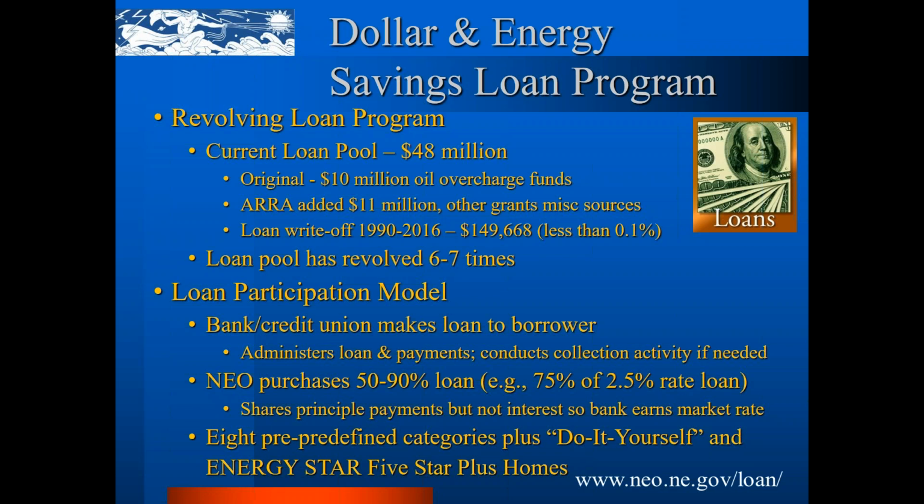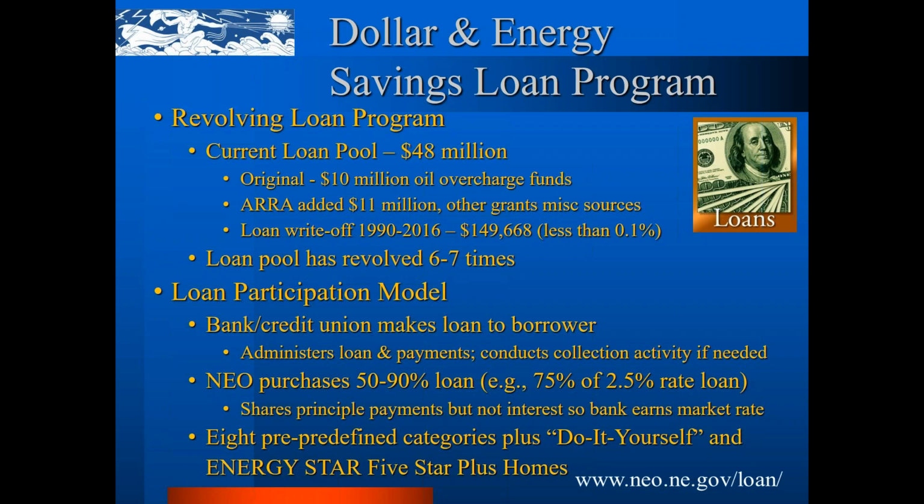Today it's capitalized at about $48 million. The original capitalization was $10 million from PVE funds, or funds from the oil overcharge funds. We did have some additional contributions that came from PVE funds and some other different sources within the state. And then within the last several years, as Matt mentioned, about $11 million of ARRA funds came in as well.